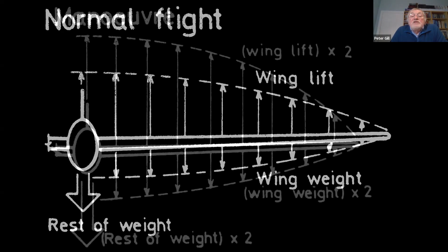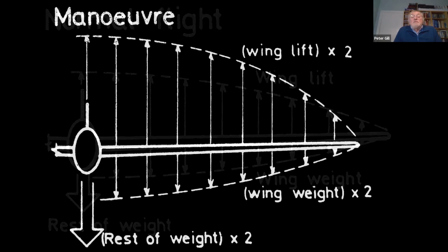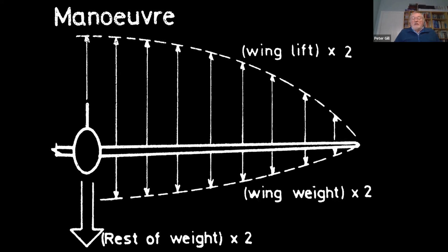If we go into a turn, we're producing effectively higher weights. The mass stays the same, but because we're turning or pulling out of a dive, you know, the bottom of a loop, the aircraft reaches 2G, say, so that's doubled. The wing weight has also doubled and the lift has doubled. So the same sort of pattern emerges. All happy with that?